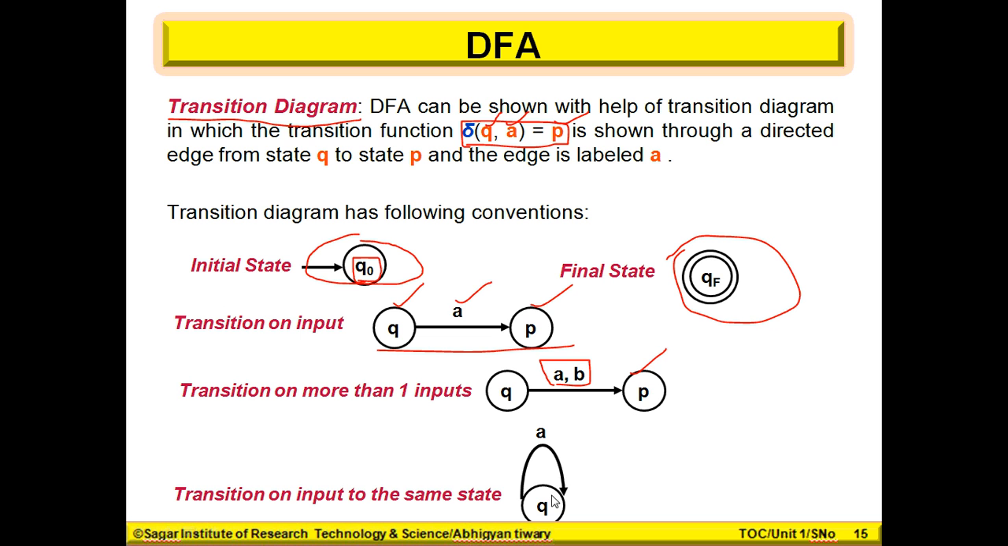If we have to write the transition function for this one, how are we going to write it? This is δ(q, a), after reading a, we are going to get the same state. So this is how we are going to write a transition function for this one.